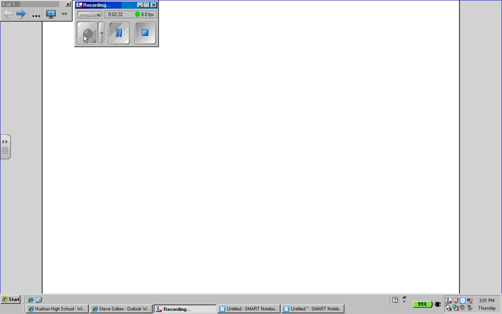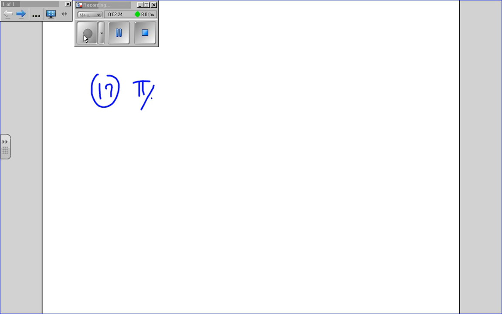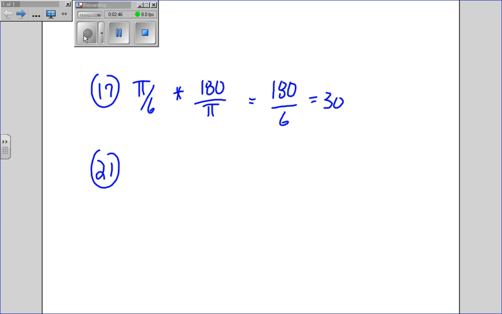And then reverse, converting radians to degrees. So like 17, we're going to multiply by 180 over pi instead of pi over 180. And when we do that, pi's cancel. We get 180 over 6, which is 30. One more like that, maybe 21. Same idea. We've got 7 pi over 9. So we multiply that by 180 over pi, and we end up with 140 degrees.